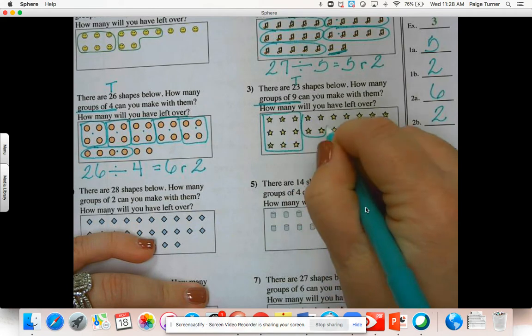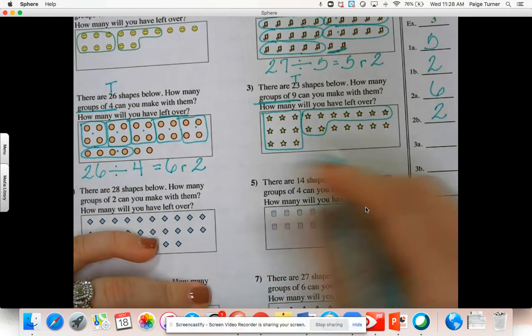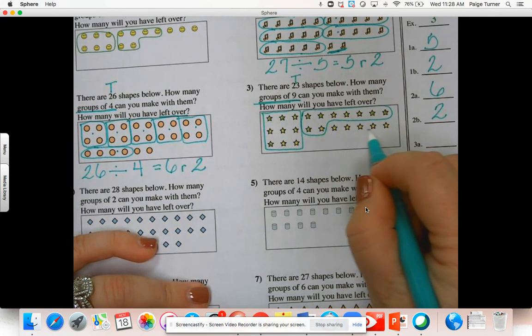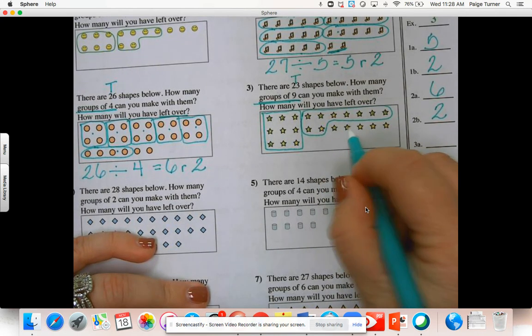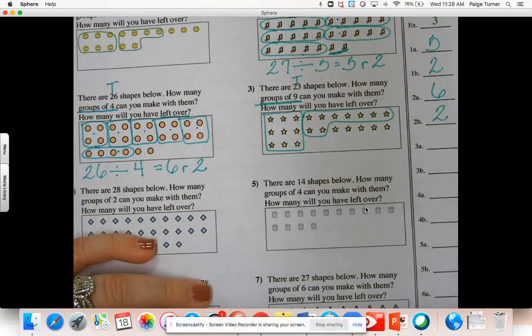1, 2, 3, 4, 5, 6, 7, 8, 9. So this is going to kind of be a funky-looking group there, but it's still a group of 9. And then do we have enough stars here to make another group of 9? 1, 2, 3, 4, 5. No, we do not. Okay, so this is what our visual division is going to look like, okay?